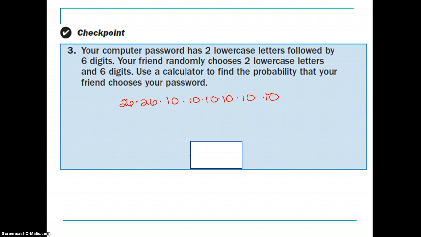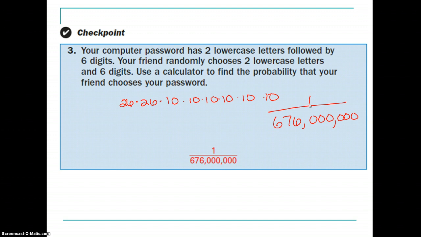Here's where you have to use a calculator. Multiply those together. Now, what's the chance that they choose your password? 1 out of, what is that? 676 million. 1 out of 676 million. So, pretty slim that they're going to choose your exact password.